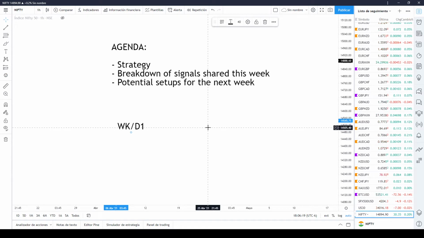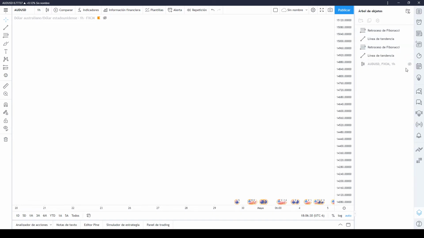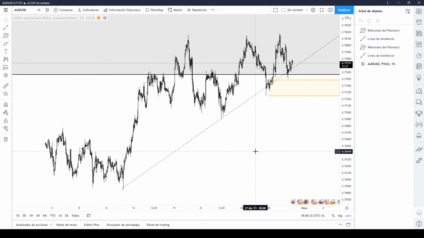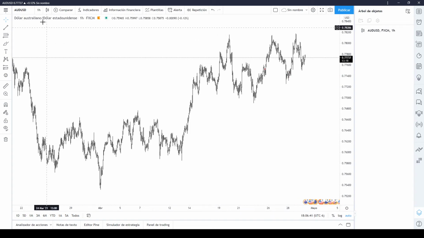So let me give you an example. Let me give you the breakdown of the signals I shared this week with the team. The first one was Aussie dollar, I guess. Yes, Aussie dollar. This was the first one. We took that short from here to here, and I'll give you the explanation and the breakdown. So let me remove everything from the chart.